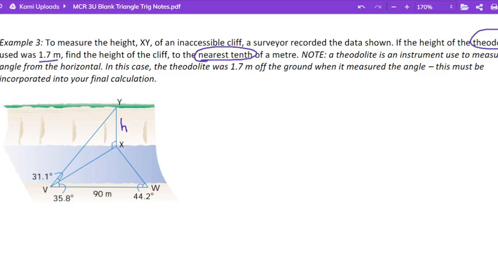This is how you're able to calculate heights of things that are very far away. But because the theodolite is a tall instrument, once we find the height, we need to add the theodolite. The height is measured from here in the triangle, so we have to add the 1.7. All right, we got 2 triangles. We're trying to solve for h.